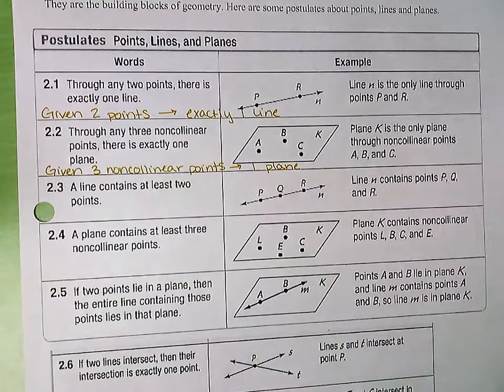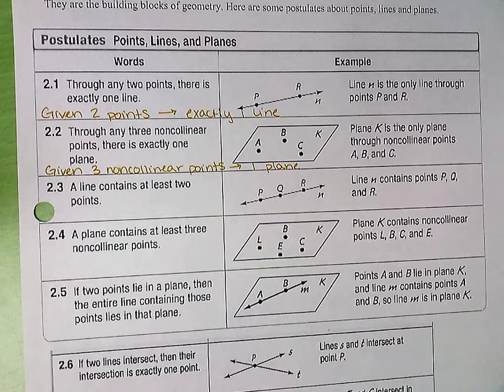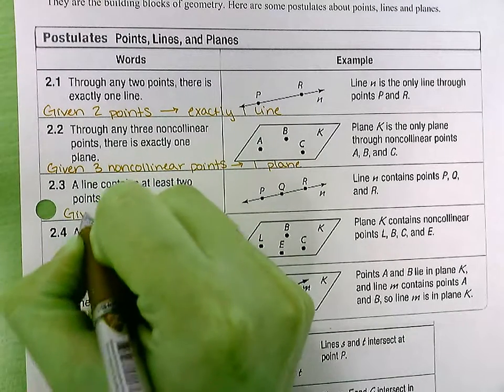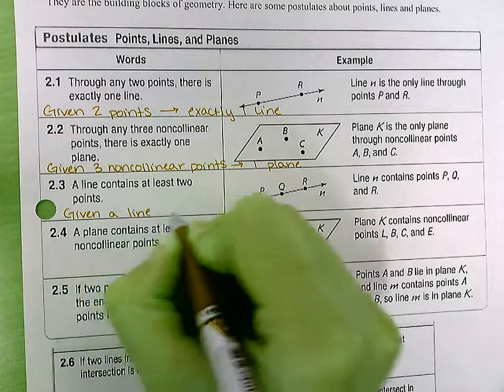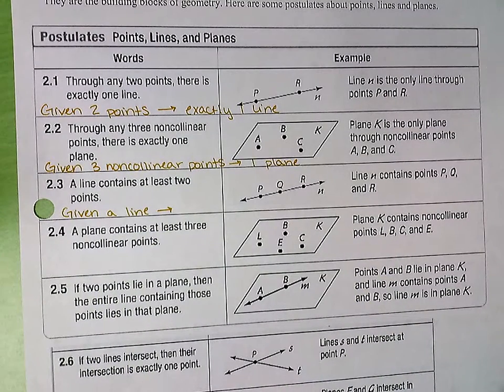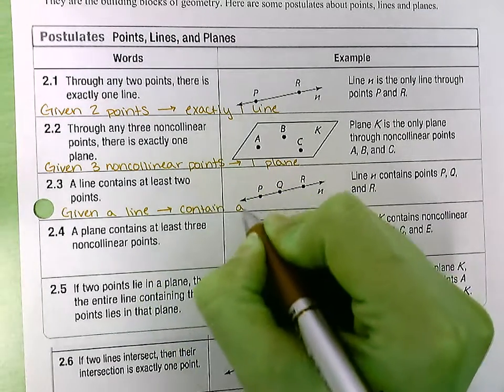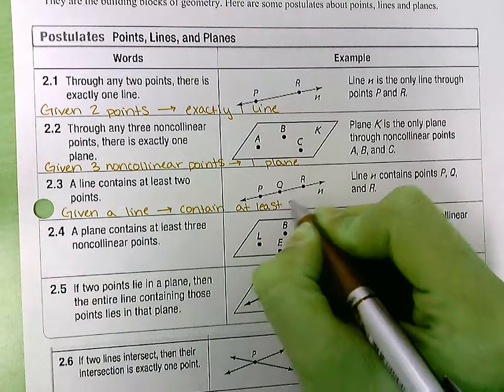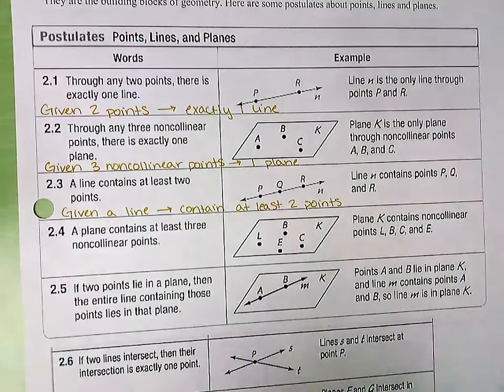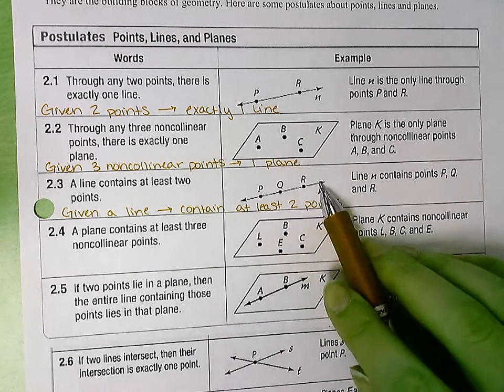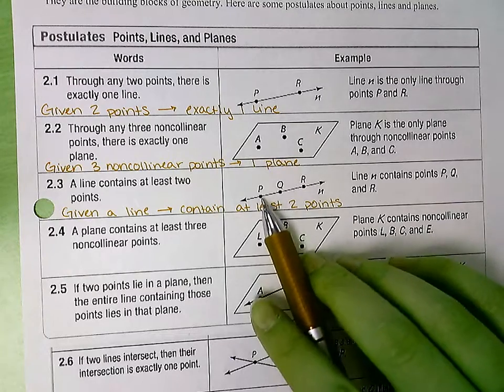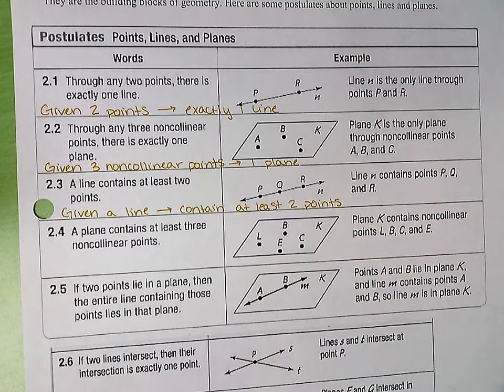2.3, a line contains at least 2 points. So if you're given a line, that line has to contain at least 2 points. Line N contains 3, but it only needs 2. So points P and Q and R all lie on that line. So a line has to have more than 1 point.